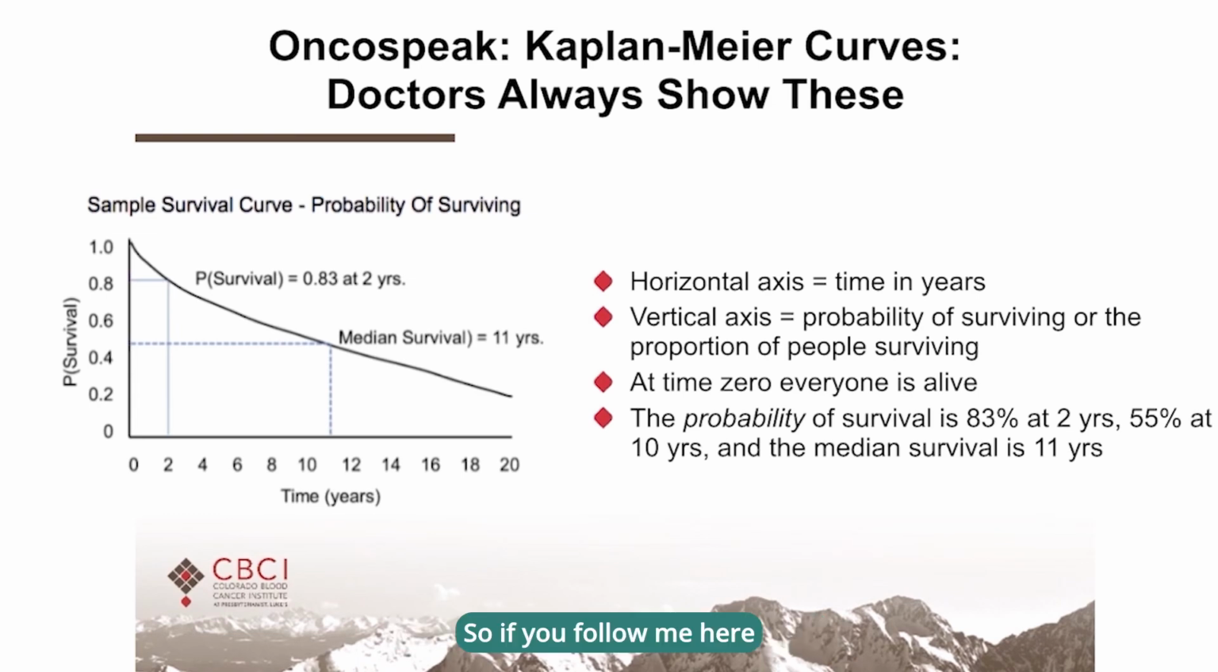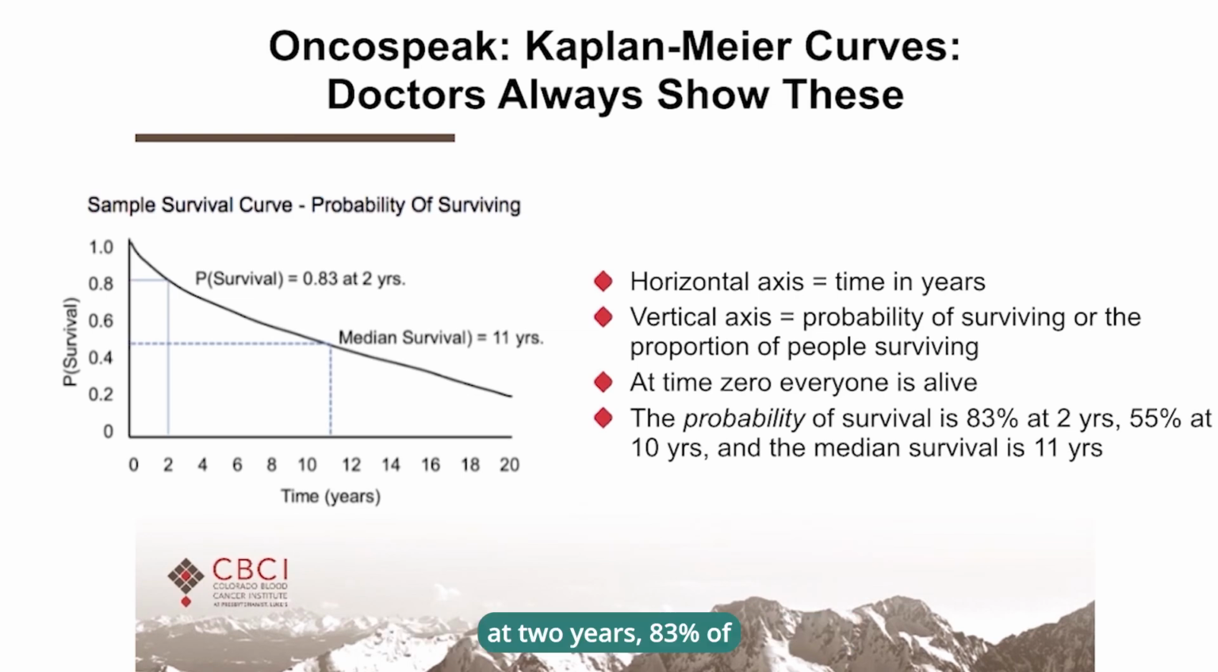So if you follow me here, on the horizontal axis, this is the time in years of a group of patients with a specific problem. And the vertical axis is the probability of, we'll say, surviving or staying in remission. It can be any of those things. And at time 0, everyone's alive or in remission. And then over time, you'll see certain patients may die or fall out of remission, and you'll see that curve fall down.